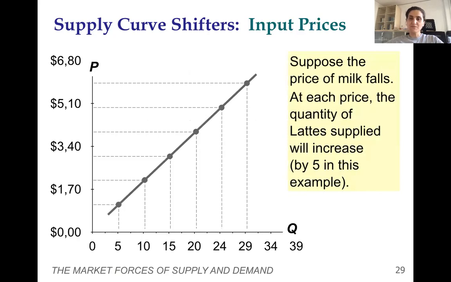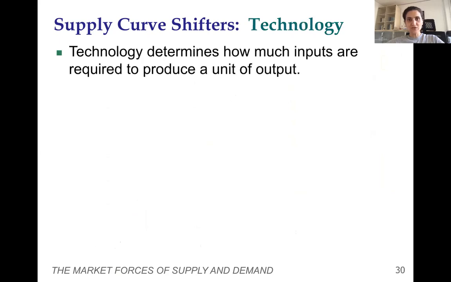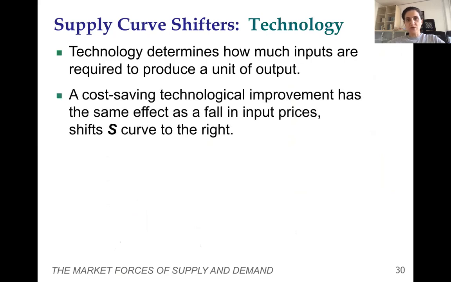Suppose the price of milk falls; at each price, the quantity of lattes supplied will increase by 5. Let's say this for this example. What is the other ingredient used for the latte? Coffee, right? So if there's a decrease in the price of coffee, we will have a similar shift in the supply curve for lattes. Technology determines how much input is required to produce a unit of output. So a cost-saving technological improvement has the same effect as a fall in input prices. It's going to shift the supply curve to the right.